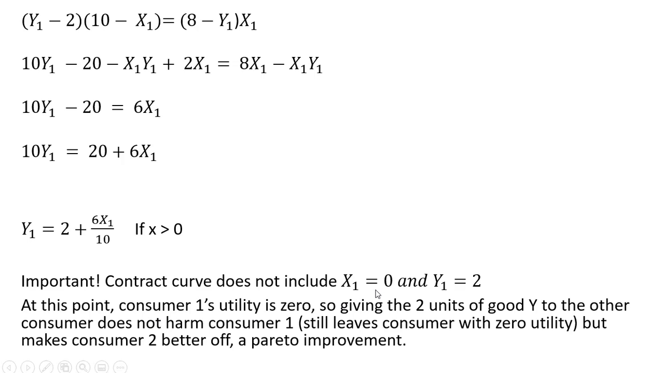At this point of x equals 0 and y equals 2, consumer 1's utility is 0. So remember from the first slide, consumer 1 or consumer 2's utility will equal 0 if y equals or is less than 2. So in this case, at this point, consumer 1's utility is 0. So giving the 2 units of good y to the other consumer does not harm consumer 1. Still leaves a consumer with 0 utility, but makes consumer 2 better off. A Pareto improvement. So therefore, this x equals 0 and y equals 2 is not part of the contract curve, even though it fits this equation.